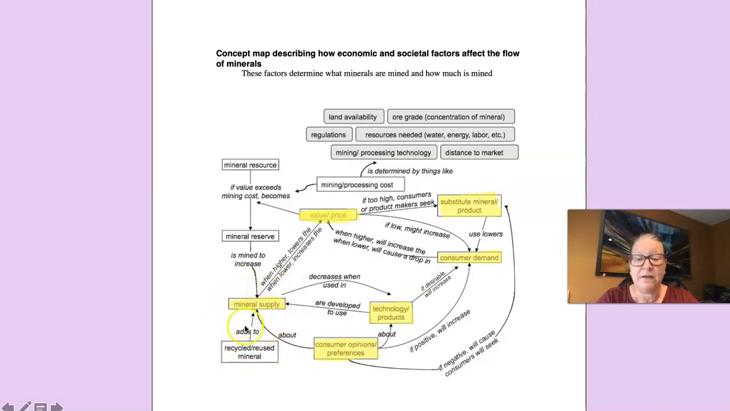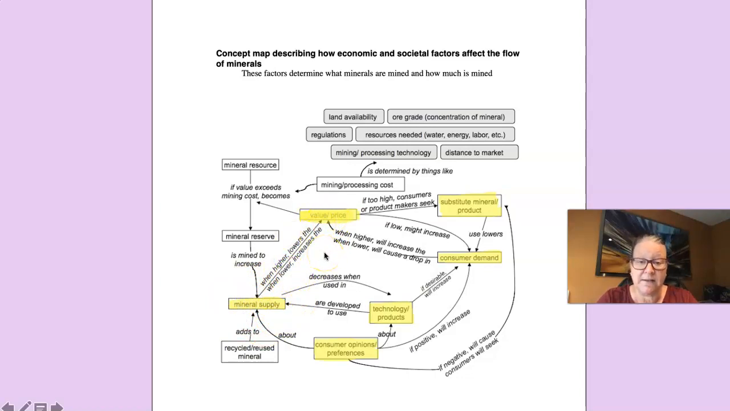So if we have a large amount of a mineral supply, when it's higher, you follow this arrow, when high, it lowers the price. So if we have a large abundance of a certain mineral, it lowers the overall price. If we have a scarcity of a particular mineral, then the price increases.